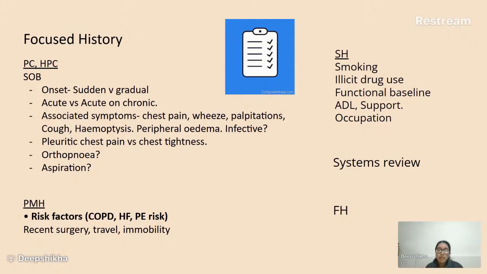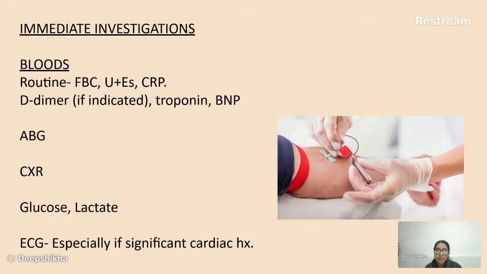In their past medical history, look for risk factors. So COPD, do they have a known history, again, ischemic heart disease or heart failure, and what are their risks of PE as well? Again, very classic: recent surgery, travel, immobility. Also just do a systems review if you have time, and then you can come back to that as well and do the family history.